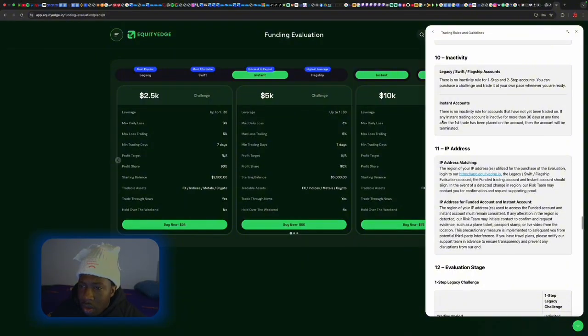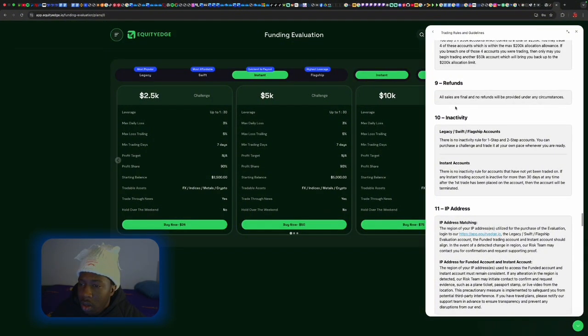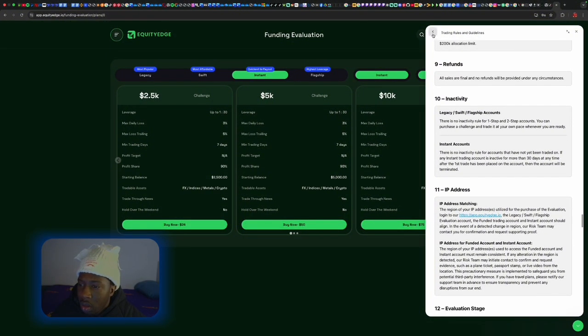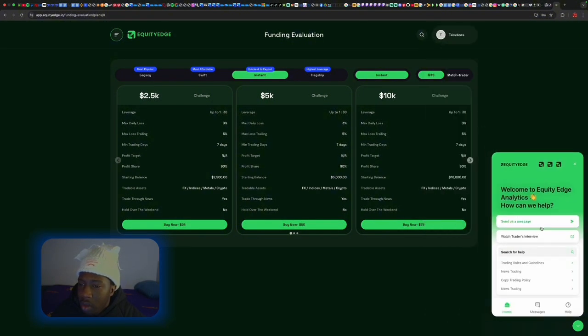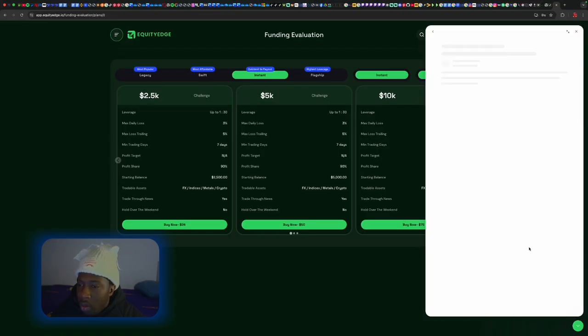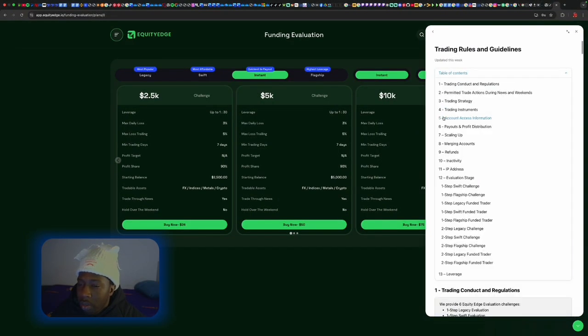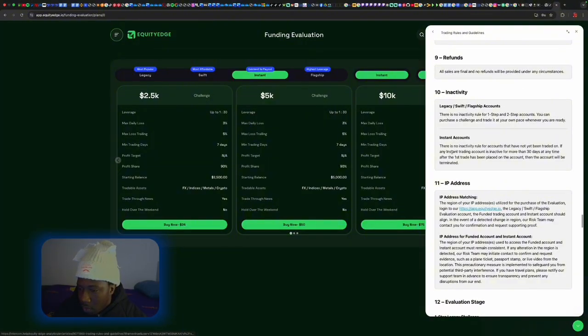They are saying instant accounts have no inactive rule for an account that has been traded on. If any instant trading account is inactive for more than 30 days at any time after the first trade has been placed, then the account will be terminated. So they are saying I can't leave my account for about 30 days, or they will block it. Okay.